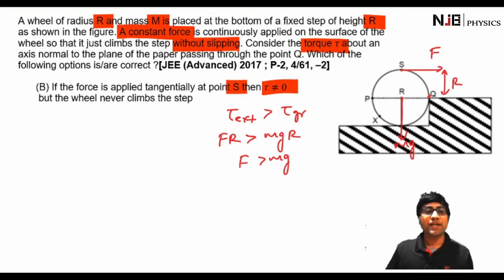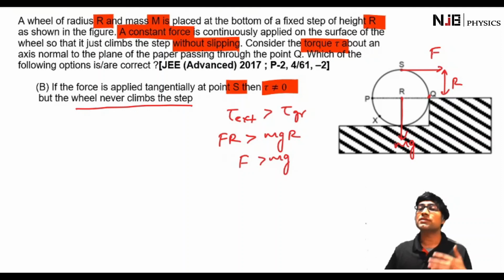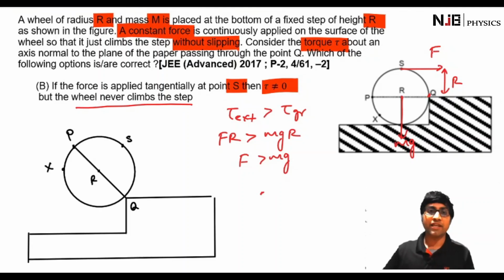Now see, the second part of this option B is saying that the wheel will never climb the step up, which is definitely not the case, as we can see that if force is greater than mg, then in that case the disc is going to climb up the stairs and it is going to rotate about the point Q. Also, you can visualize at any instant of time what is going to happen, and if you do that, this is what you are going to see. You are applying a force F tangentially at the point S.